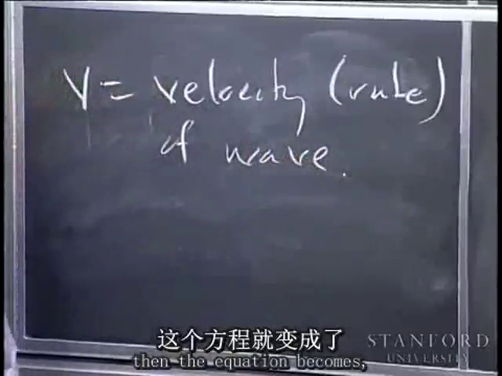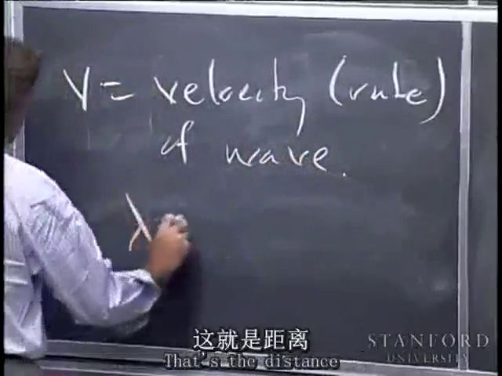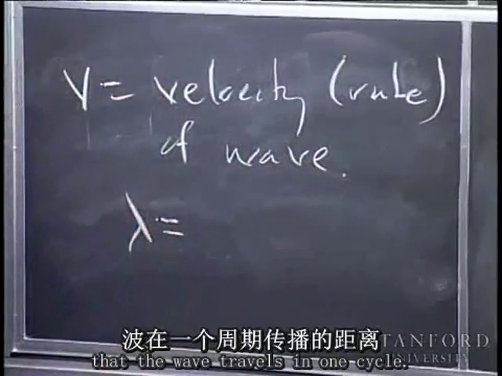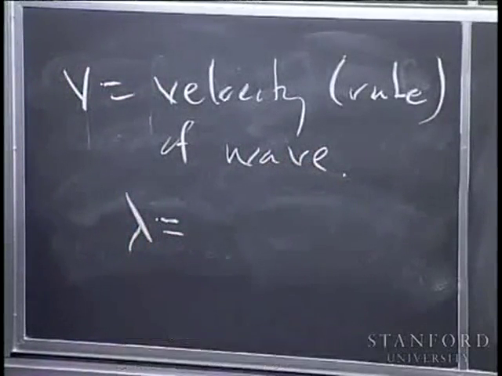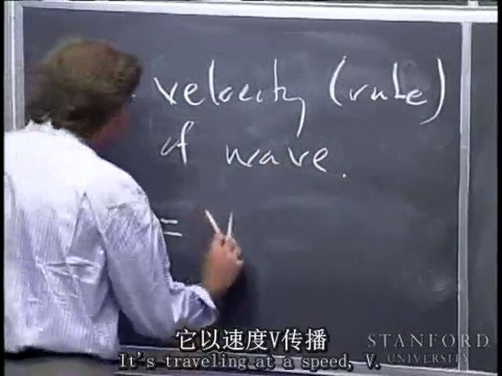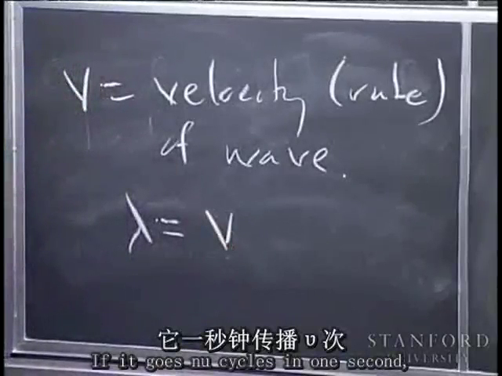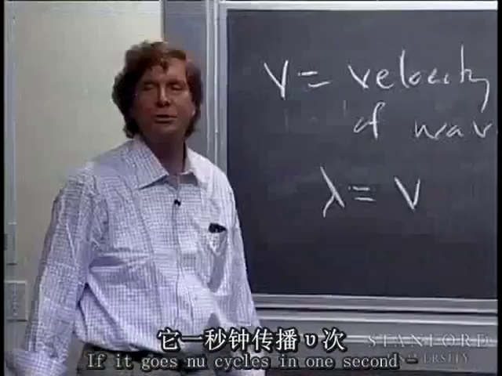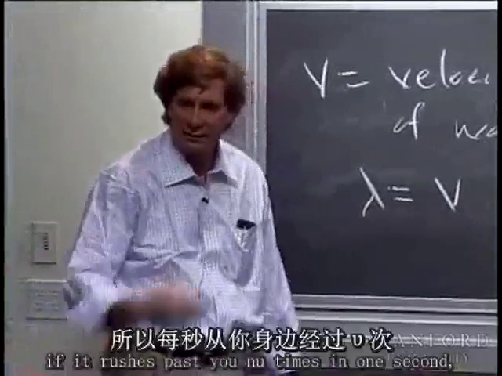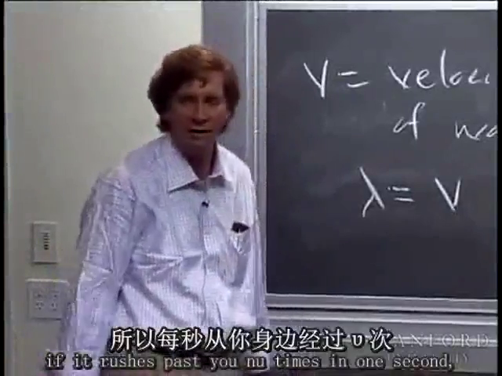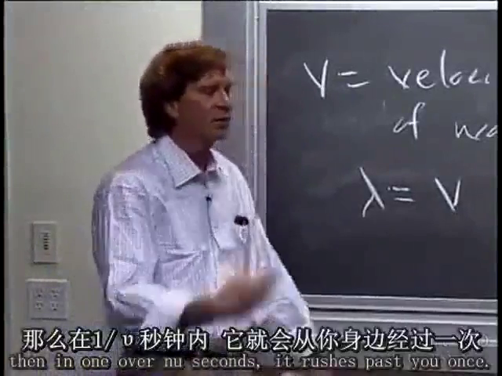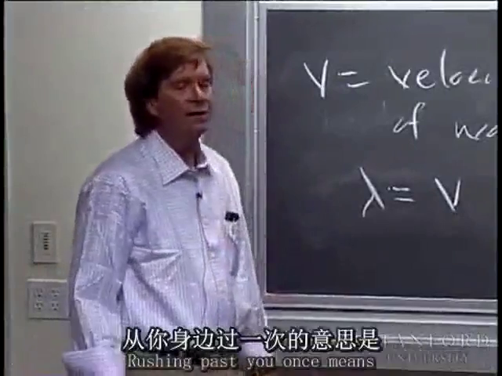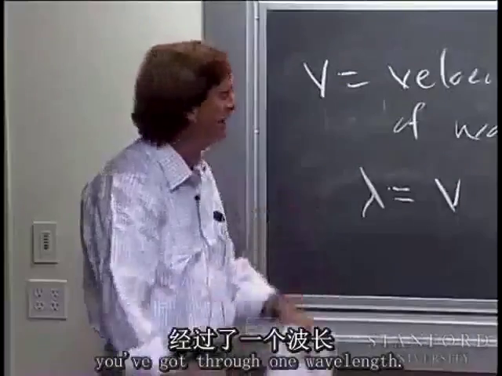then the equation becomes, as I'm sure you know many times, lambda, that's the distance that the wave travels in one cycle. It's traveling at a speed v. If it goes nu cycles in 1 second, then it goes one cycle in 1 over nu seconds. Let me say that again to make sure I got that right. If it goes nu cycles in 1 second, if it rushes past you nu times in 1 second, then in 1 over nu seconds, it rushes past you once. Rushing past you once means you've gone through one wavelength.